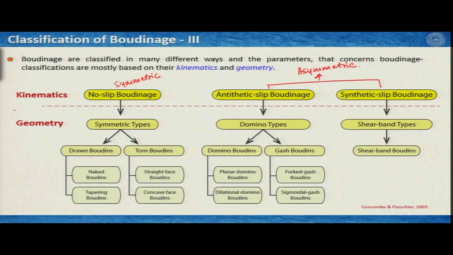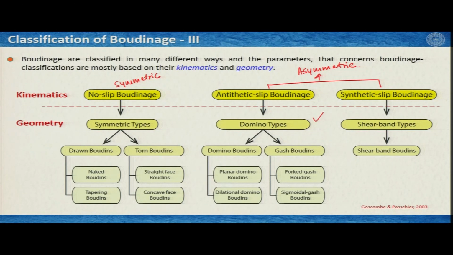Jumping to the geometry from the kinematics, we see that no slip Boudinage are of course symmetric types, antithetic slip Boudinage are domino types, and synthetic slip Boudinage are shear band types. Now, let us focus on the symmetric types. In symmetric types, we have 2 classes, one is drawn Budins, another is torn Budins. What these are we will see in the next slide. Within the drawn Budins, we have naked Budins and tapering Budins, and within the torn Budins, we have straight face Budins and concave face Budins.